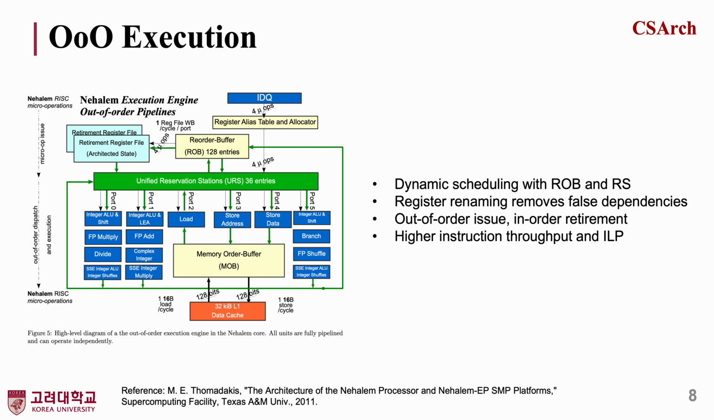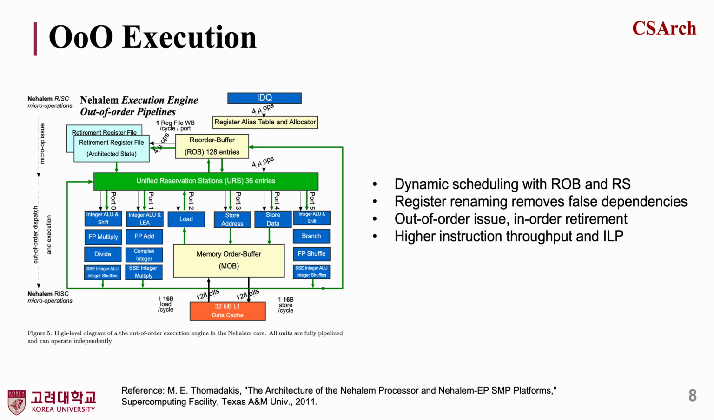So, instructions are decoded in program order, but they do not have to execute in that strict order. Instead, they enter the rename and allocate stage, where register renaming eliminates the first dependencies like write after read and write after write. Then, instructions are placed in the reorder buffer and reservation stations.